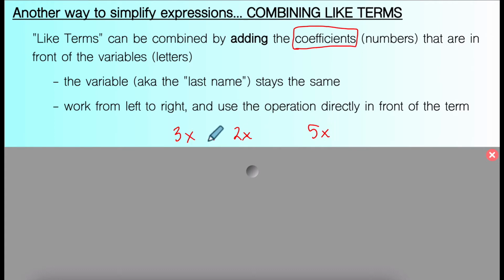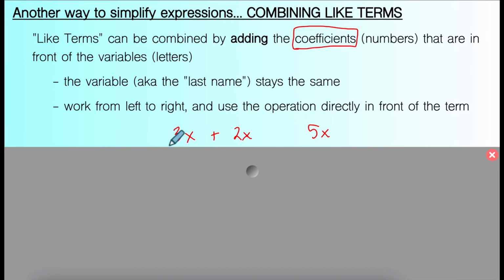Or use the last name analogy. 3 Carapezza plus 2 Carapezza, in total that's 5 Carapezza. The last name part of it, the variable, doesn't change. So it doesn't become like x squared or something weird like that. The variable always stays the same.